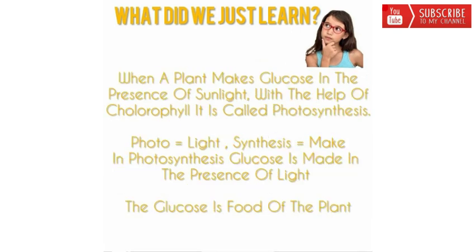What did we just learn? When a plant makes glucose in the presence of sunlight with the help of chlorophyll, it is called photosynthesis. Photo equals light, synthesis equals make. In photosynthesis, glucose is made in the presence of light. This glucose is food for the plant.